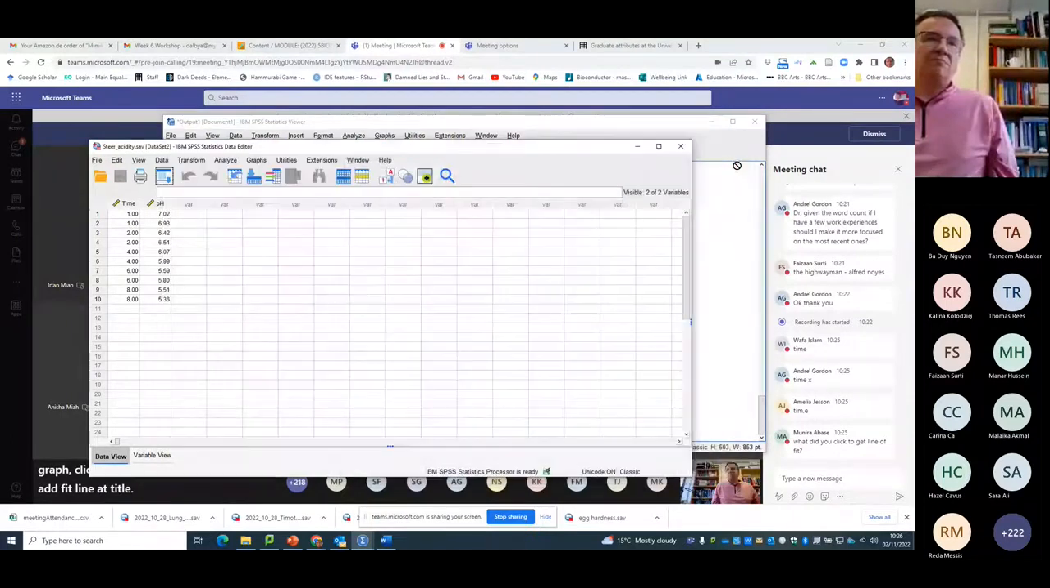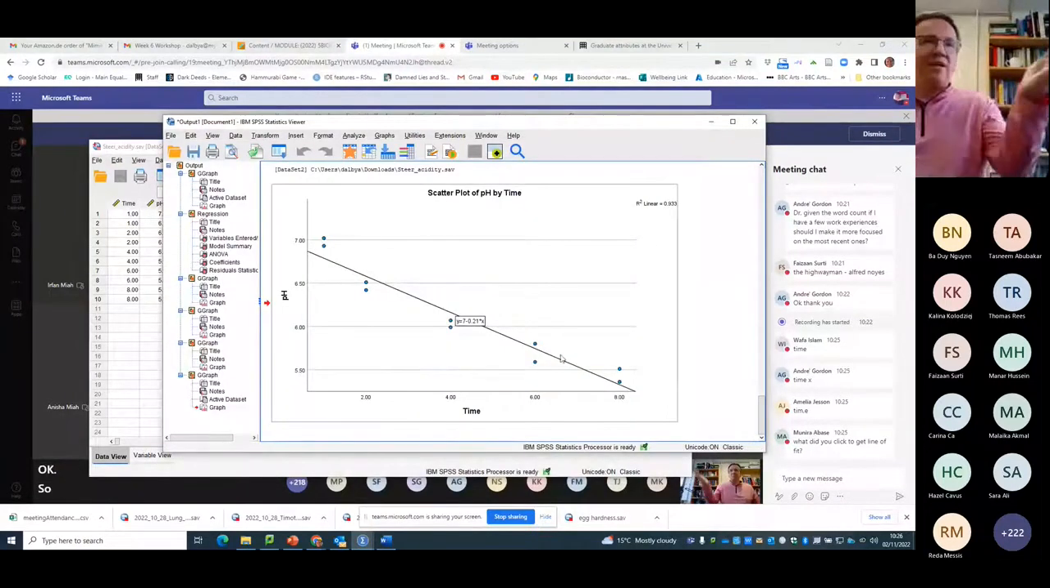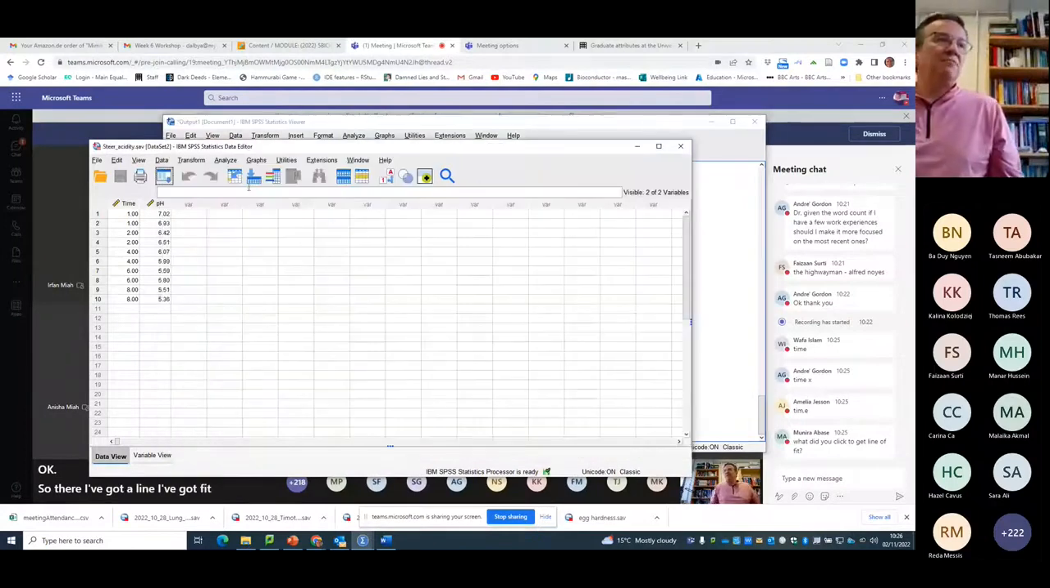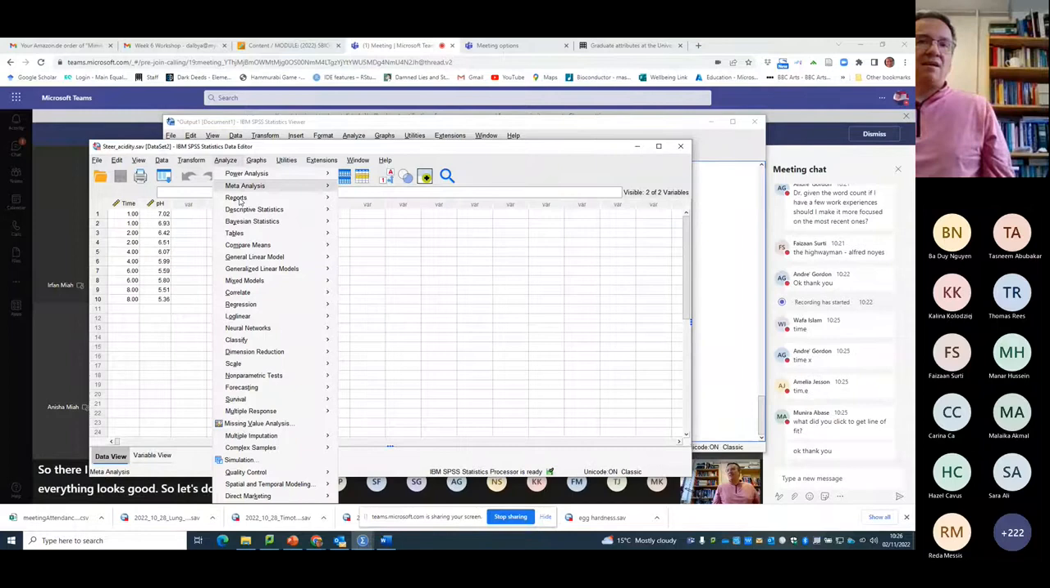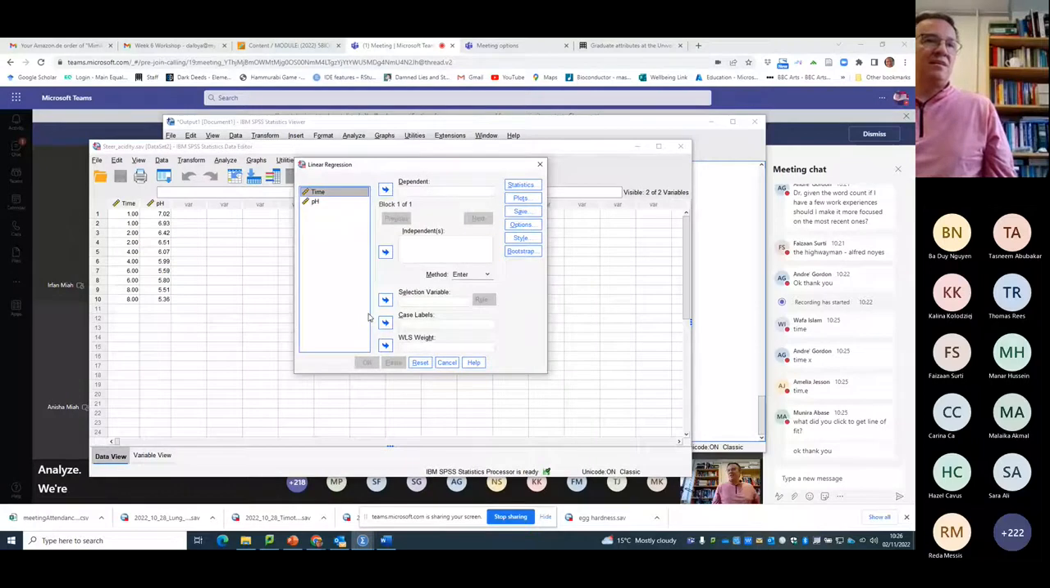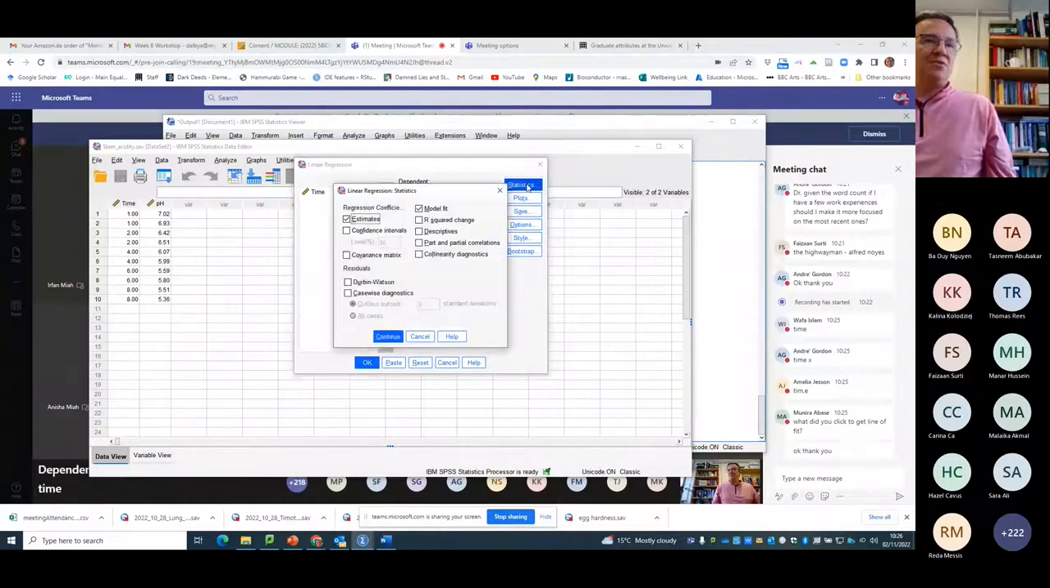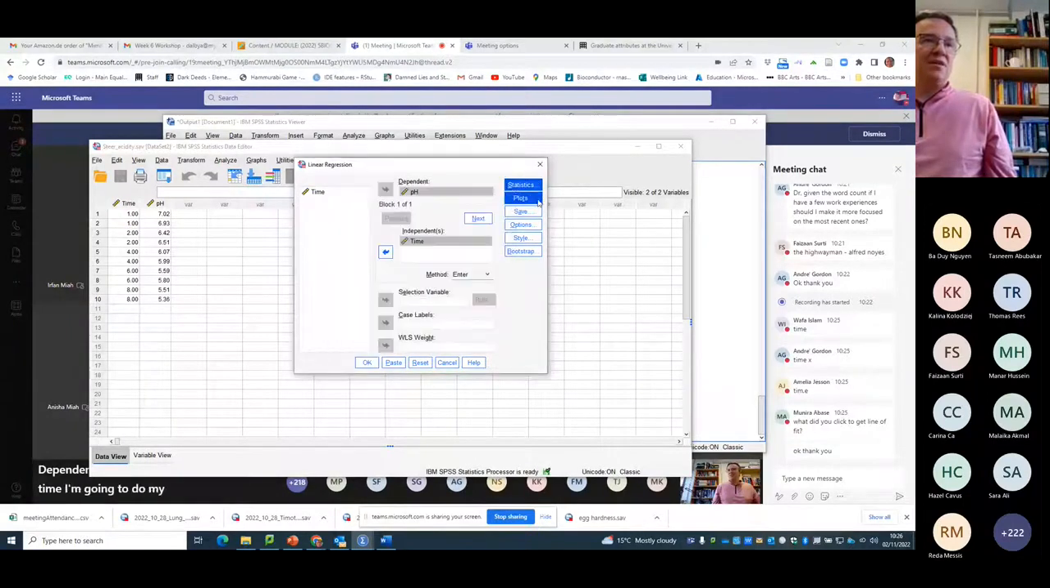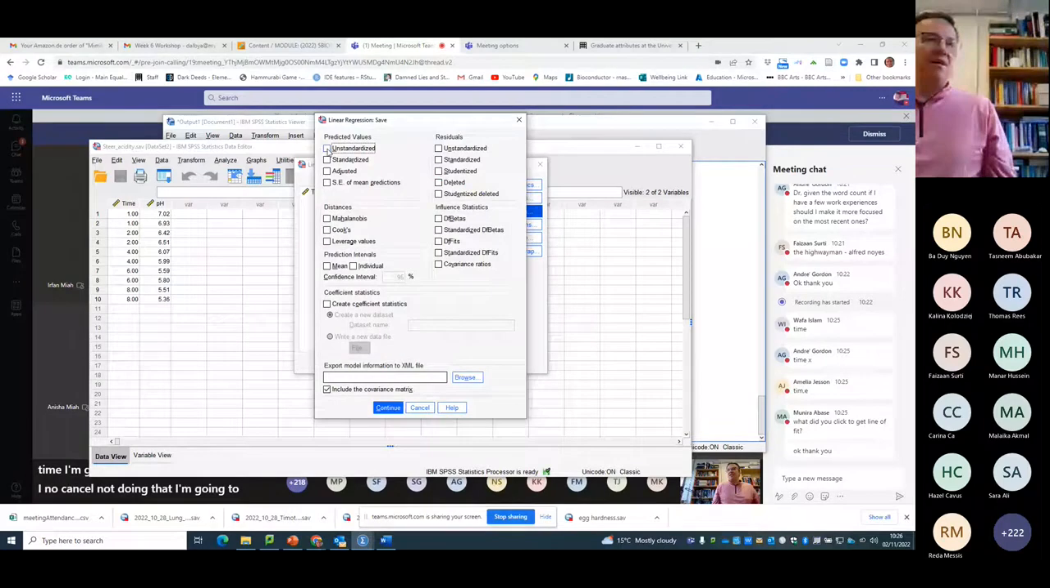Okay. So there I've got a line, I've got the fit, everything looks good, so let's do it. Analyze, Regression, linear. Dependent variable is pH, independent is time. I'm going to do my coefficients as usual. Cancel, not doing that. I'm going to save the unstandardized predicted values, the unstandardized residuals and the standardized residuals. Oh, I'm not doing Cook's. I'll do leverage. Okay. Press OK and go.